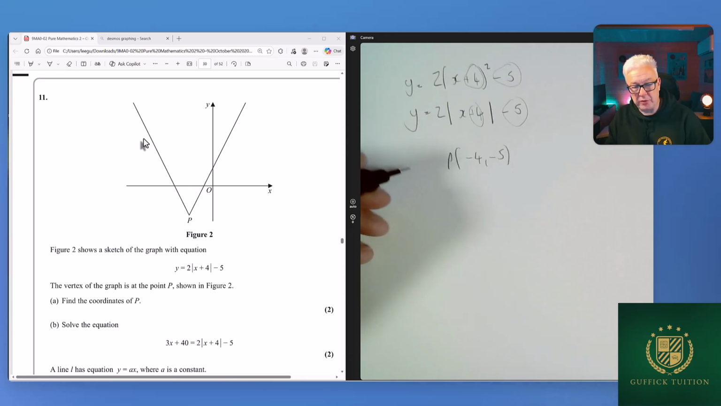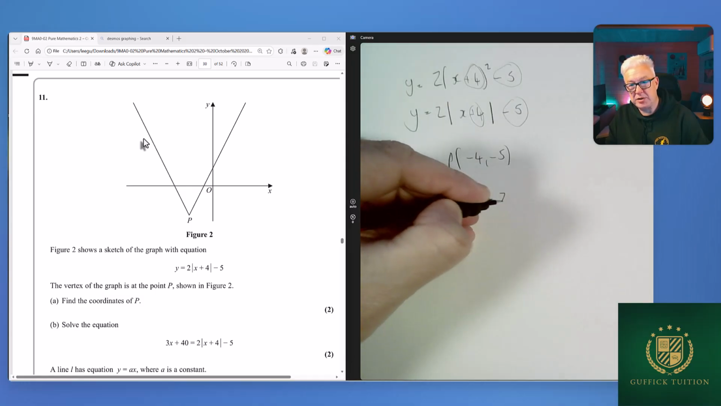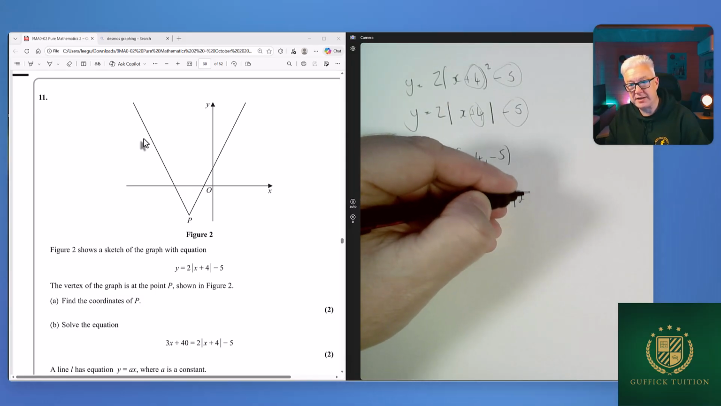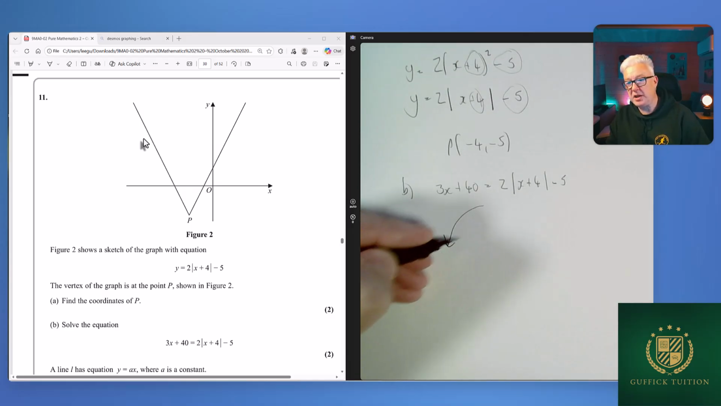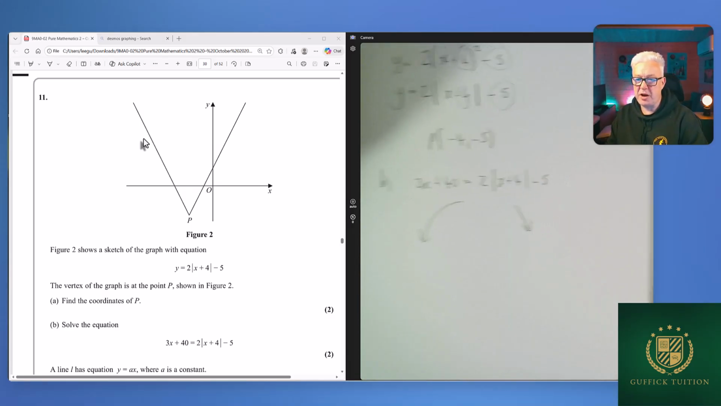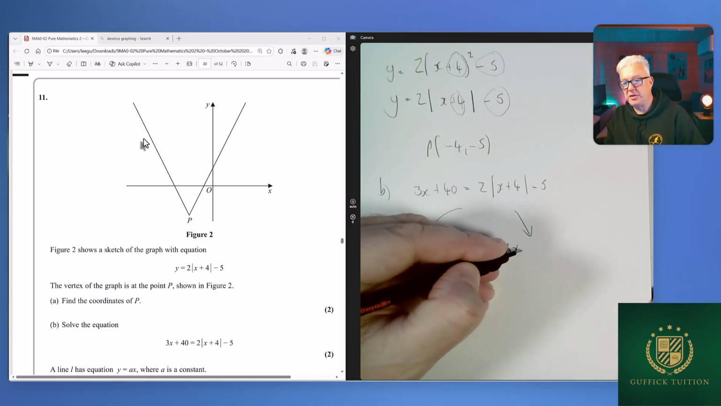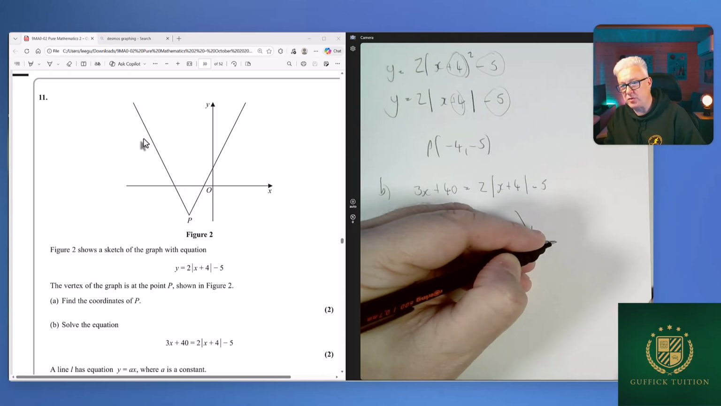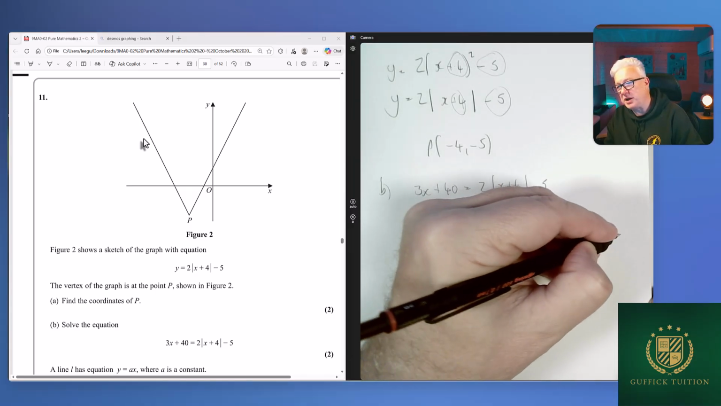Now part B, solve the equation. Quite nice. 3x + 40 = 2|x + 4| - 5. So we basically solve it once as though the modulus graph was positive and once with it negative. So let's do the positive one first. So 3x + 40 = 2(x + 4) - 5.